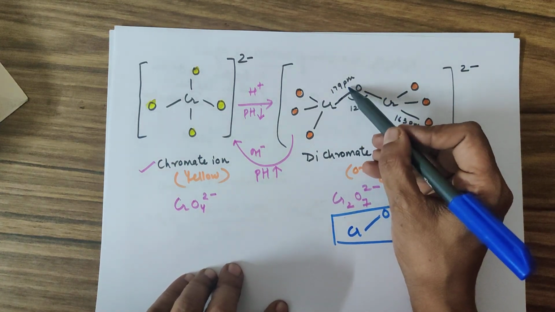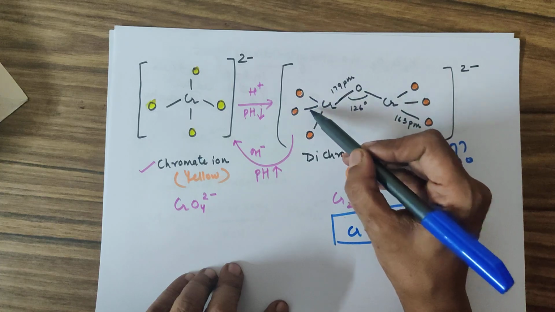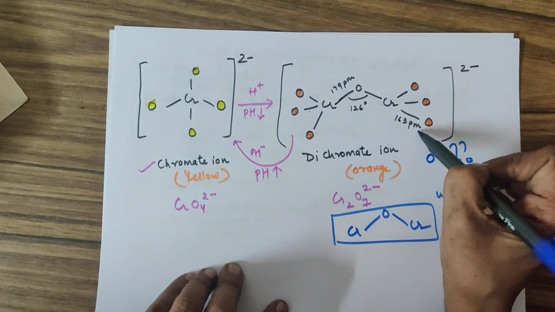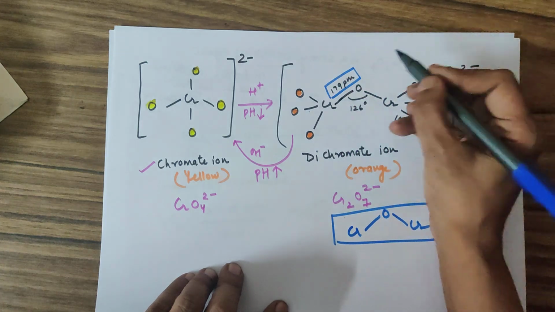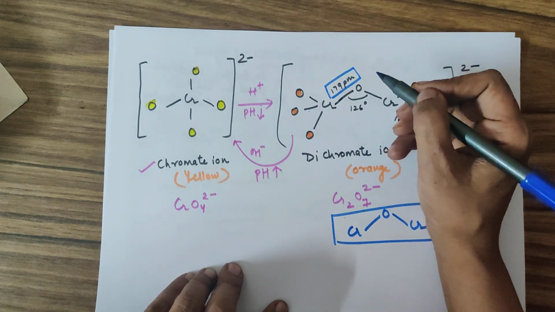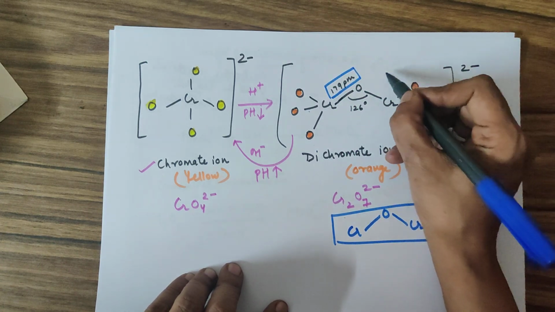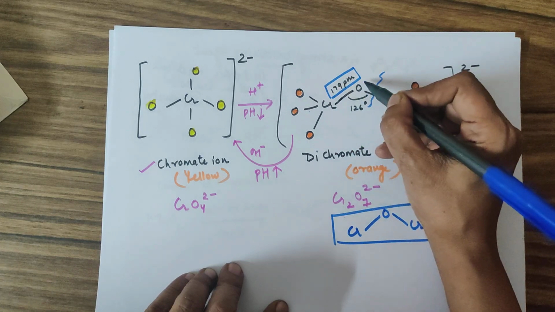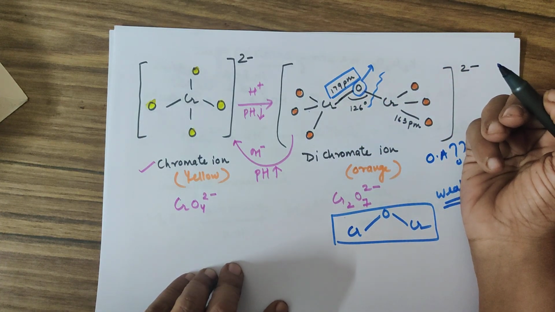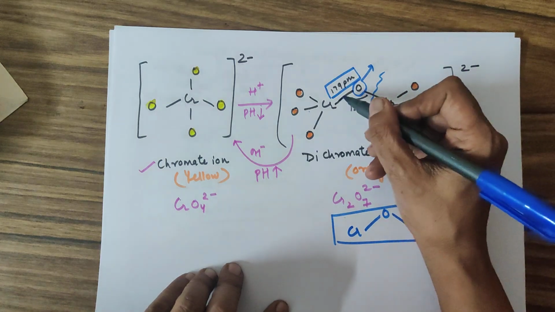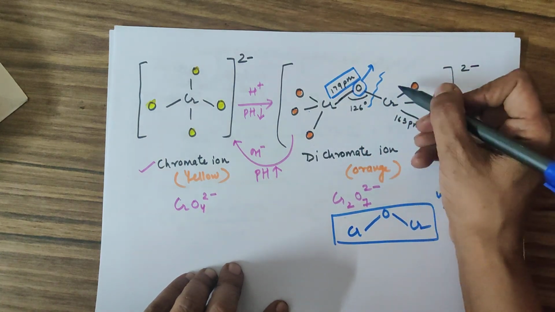इसका बॉन्ड लेंथ 179 पिकोमीटर्स है, बाकी सबका बॉन्ड लेंथ 163 पिकोमीटर्स है, which means this is a longer bond. बॉन्ड अगर लॉन्गर होता है तो बॉन्ड वीकर होता है, which means this can easily break, and if it breaks you will easily get your oxygen and hence it acts as an oxidizing agent because of the weak Cr-O-Cr bond.